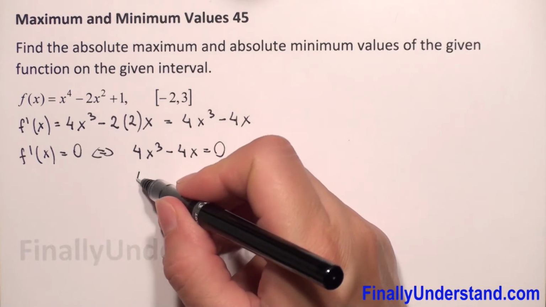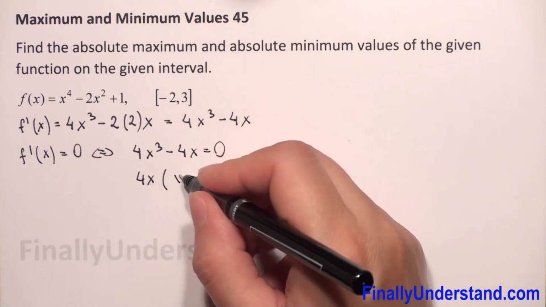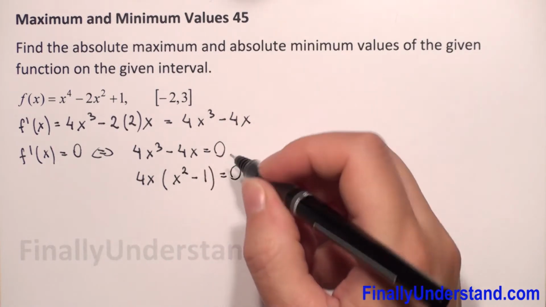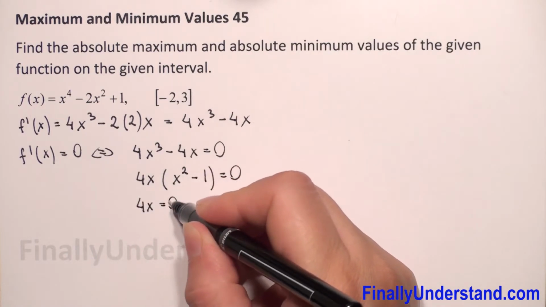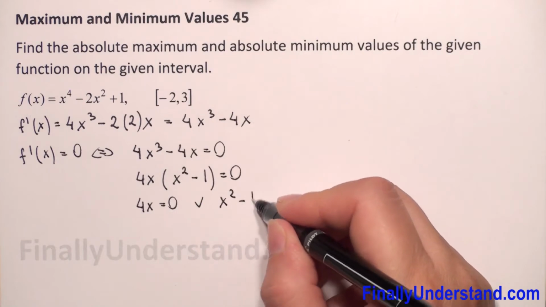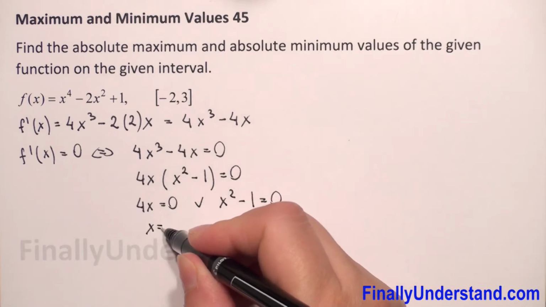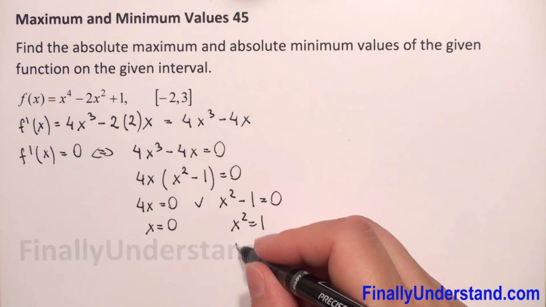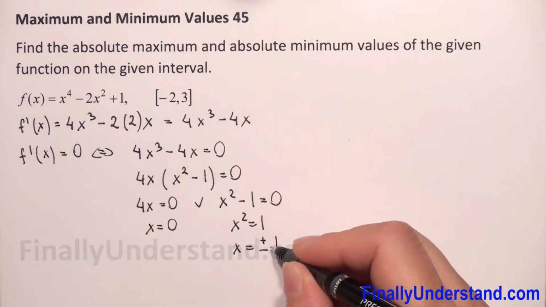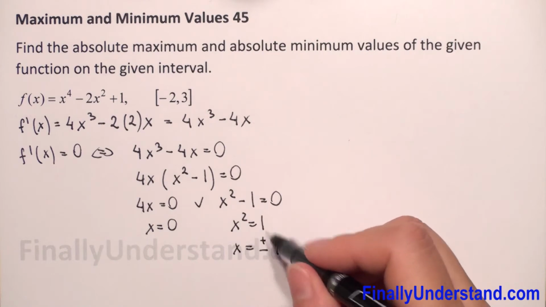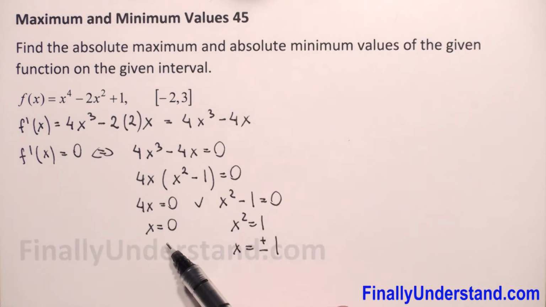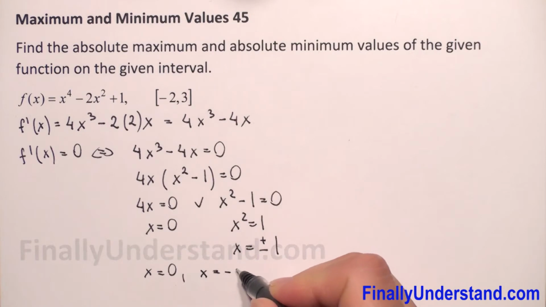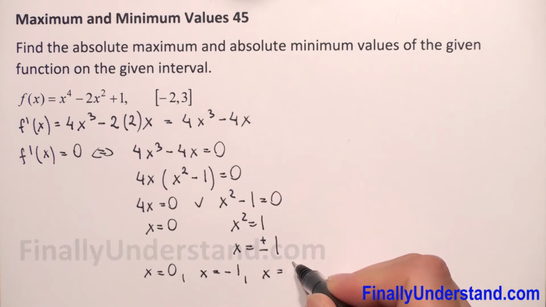We can factorize 4x, so it will be x to the second power in parentheses minus 1, and this is equal to 0 when 4x is equal to 0 or x squared minus 1 is equal to 0. So x is equal to 0 or x squared is equal to 1. So it means x is equal to plus or minus 1, because 1 to the second power is 1 and negative 1 to the second power is 1. We got 3 solutions: x equals 0, x equals negative 1 and x equals positive 1.